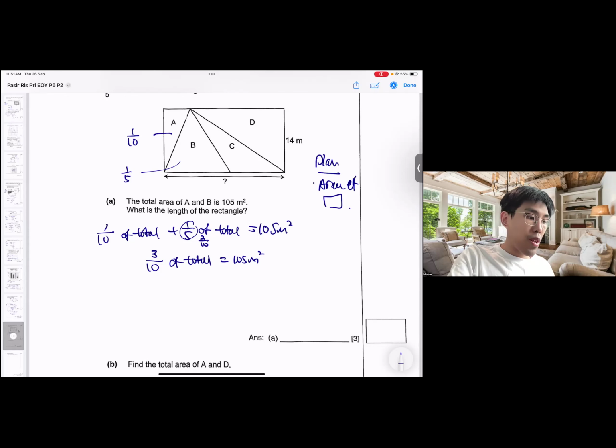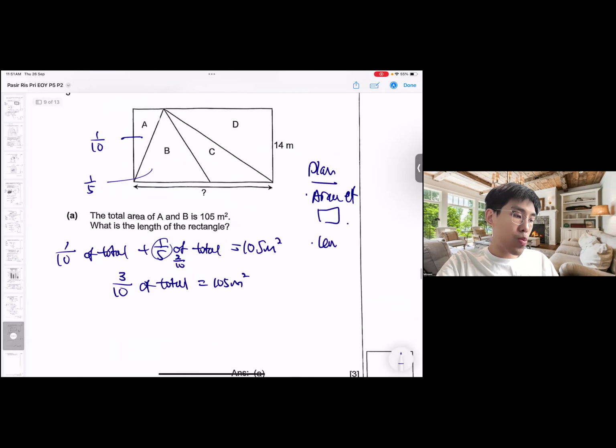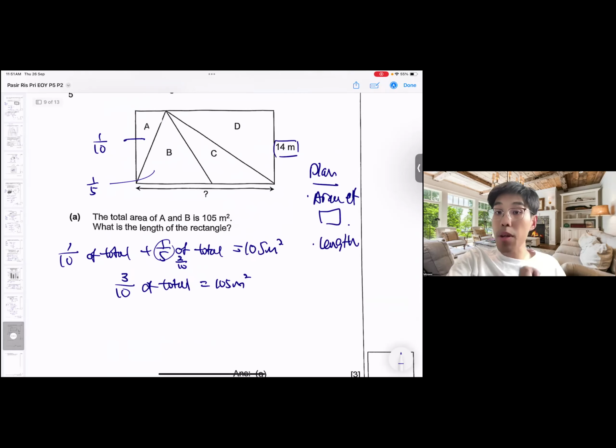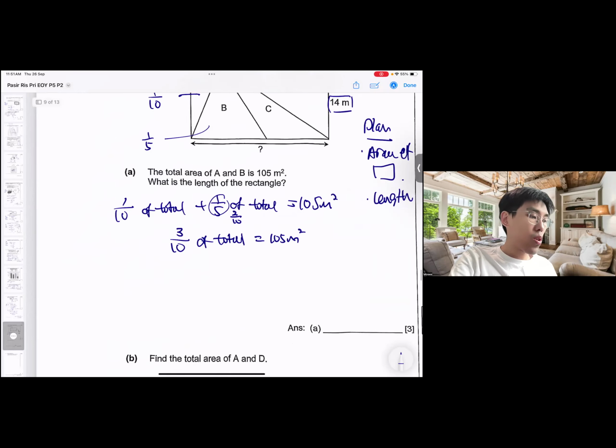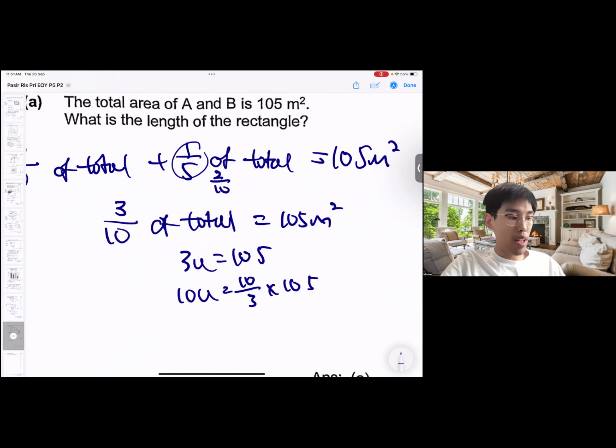Okay, so in order to find the length, we first find the area of the rectangle, because we are already given the breadth. The breadth is 14. So later we use that. Now 3/10 is 105. We are finding 10/10. So 3 units is 105. What are we finding? We are finding 10 units. So it's 10/3 times 105. 105 divided by 3 is 35.